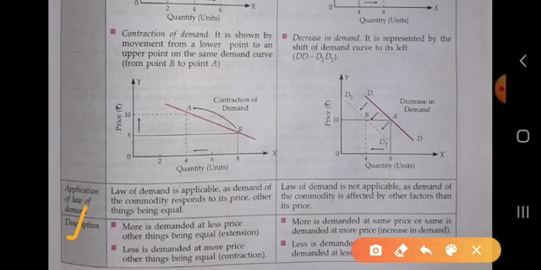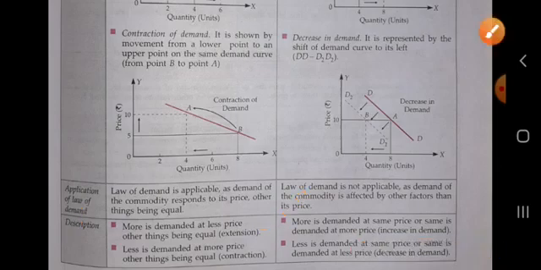In the case of increase in demand, more is demanded at the same price, or the same is demanded at the more price. Increase in demand says that the consumer will demand more of the commodity when the price is the same, or when the price is more, the consumer demands the same commodity. So it is just contrary to each other.